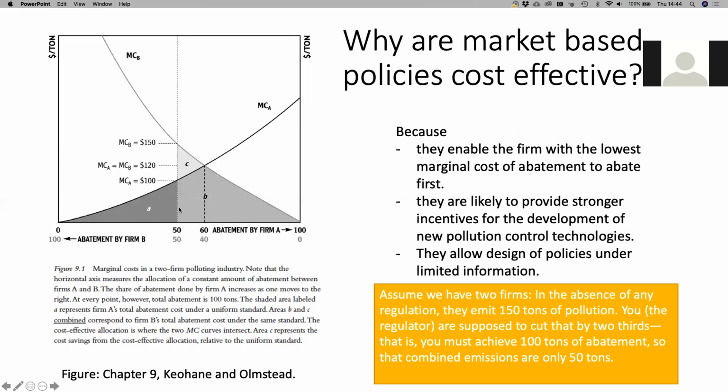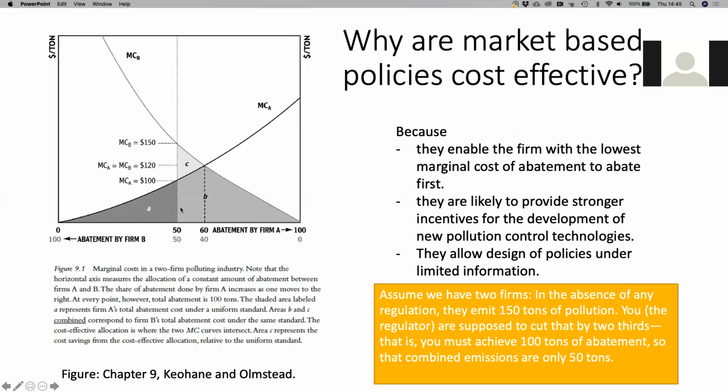So here, if you have abatement by firm, what you should notice or remember clearly in this graph is that at any point on the x-axis, the total amount of abatement equals 100 units. Okay, so that is the amount by which you are required to achieve abatement. So if we take this point here, that means abatement by firm A is about 40 units and abatement by firm B is about 60 units. Okay.